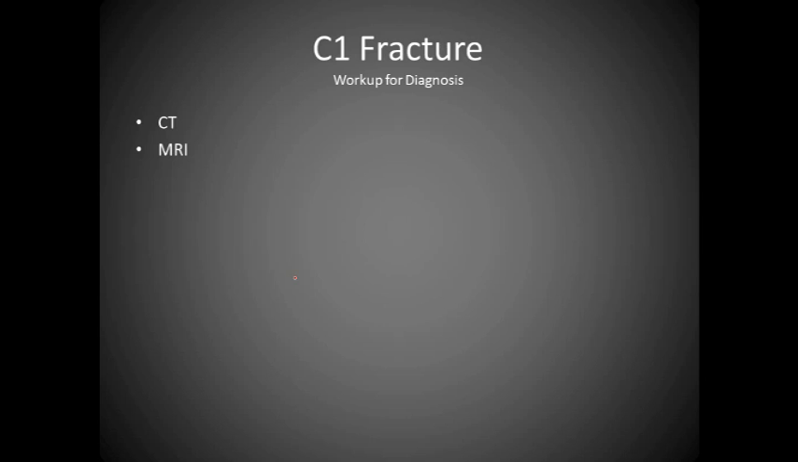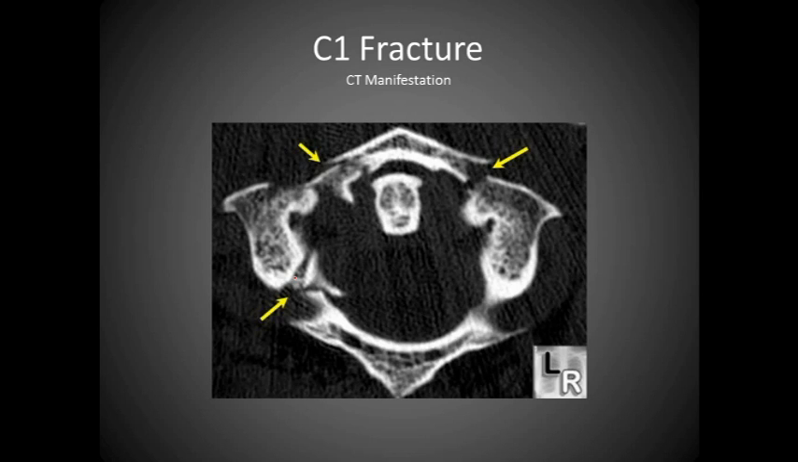So usually for a C1 fracture, conventional radiography is not sufficient, so that means that CT and MRI are your most efficient methods of diagnosing this. Here we have a C1 fracture. We have fracture at the anterior arch and at the posterior arch. This would almost be a Jefferson fracture, but we don't see a corresponding fracture here.